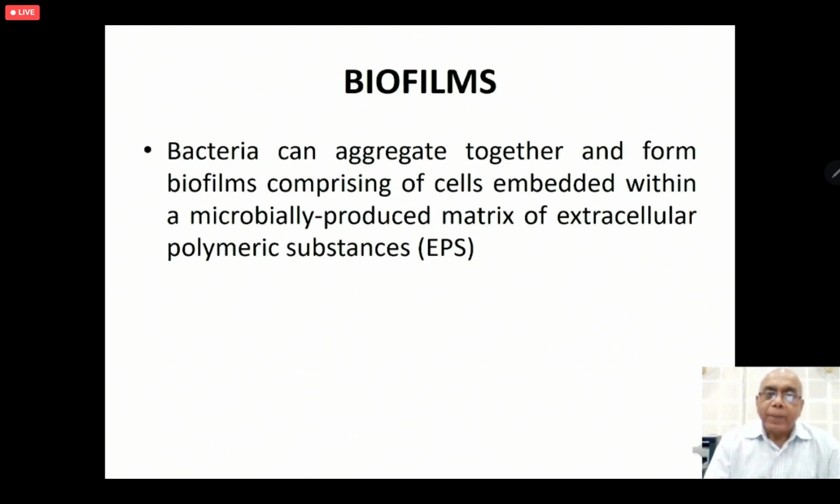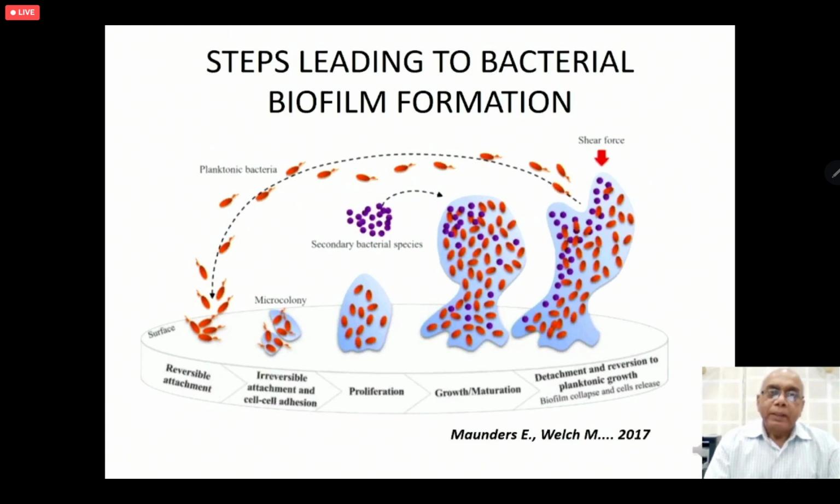What are biofilms? Bacteria can aggregate together and form biofilms comprising cells embedded within a microbially produced matrix of extracellular polymeric substance. The steps which lead to bacterial biofilm formation: the planktonic bacteria attach to the surface. Initially it is a reversible attachment, then it becomes irreversible attachment and cell to cell adhesion. Then there is proliferation of the bacteria. Then there is maturation, and the secondary bacterial colony also joins the biofilm, and then finally the biofilm collapses and the cells are released.